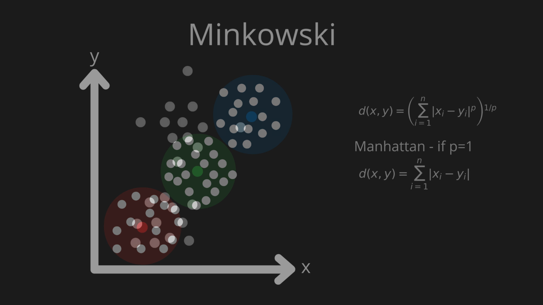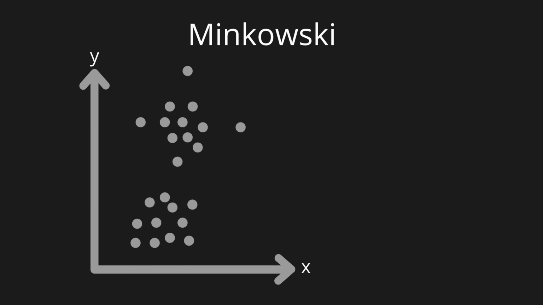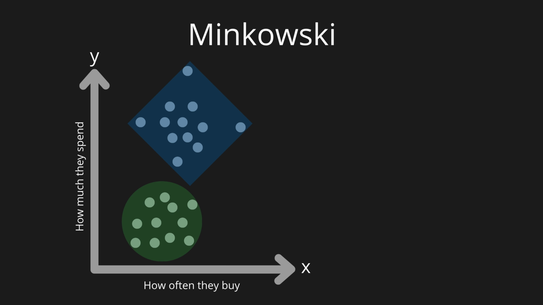For example, imagine we're clustering customer behavior, how often they buy and how much they spend. By tuning the Minkowski parameter, we can make clusters more square-like or more round, depending on which patterns we want to emphasize. This flexibility makes Minkowski a bridge between different distance perspectives.